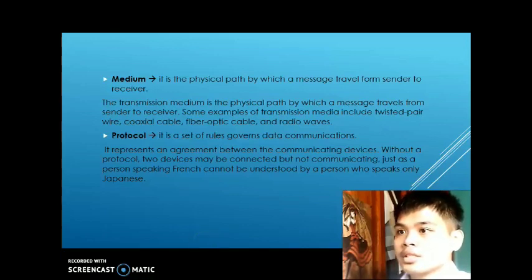Protocol is a set of rules that govern data communication. It represents an agreement between the communicating devices. Without a protocol, two devices may be connected but not communicating, just as a person speaking French cannot be understood by a person who speaks only Japanese.